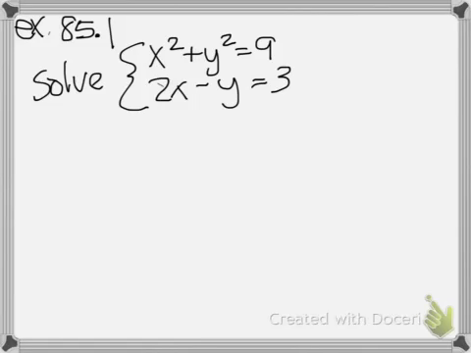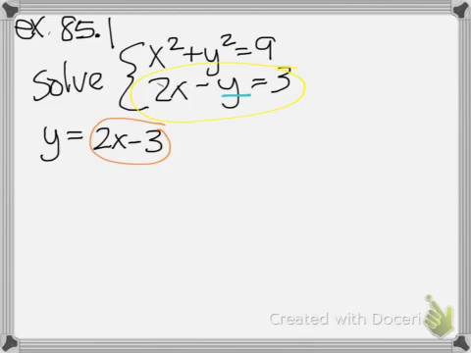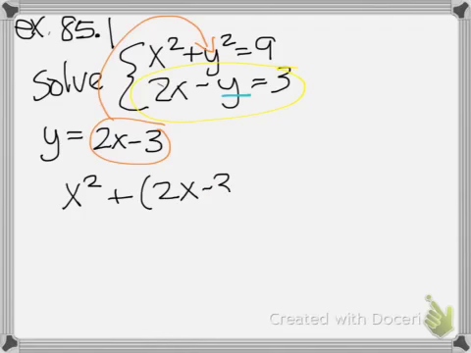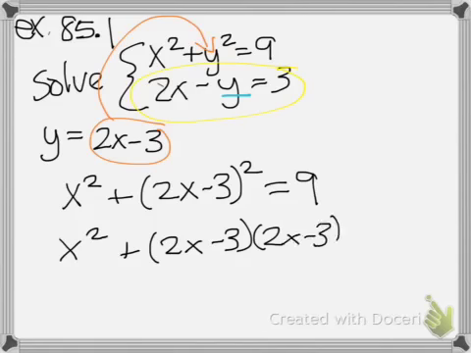But what you can do is you can solve for y, and then you can substitute it in, which is what we're going to do. So we're going to solve that equation and turn it around so that it is y equals 2x minus 3. And then we're going to take 2x minus 3 and plug it in for y in the top equation. So you end up with x squared plus (2x minus 3) squared equals 9. Now we'll multiply that out.